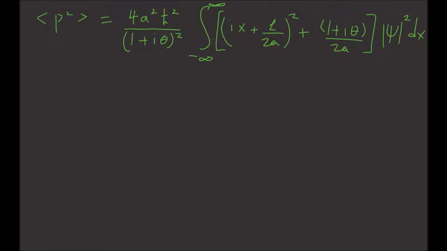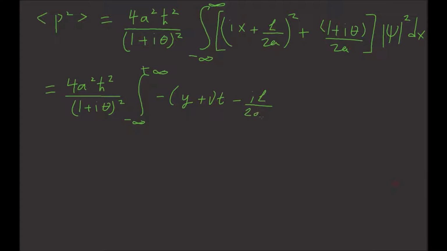So let's go back to our y. So in terms of y, we have 4 times a square times h bar square divided by 1 plus I theta square times the integral from negative infinity to positive infinity of minus y plus vt minus I L divided by 2a, of course this is square, plus 1 plus I theta divided by 2a, and this is multiplied by psi star psi dy.